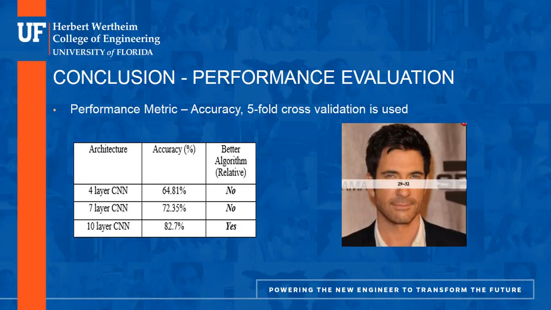The performance metric that we use to analyze this task is accuracy, and we employed 5-fold cross validation. As stated earlier, we experimented with different CNN layers, the first one being 4 layers followed by 7 layers, and lastly we finalized on 10 layers where we got the best accuracy. For the 4 layer CNN we got the accuracy to be 64.81%. For the 7 layer CNN we got 72.35%. For the 10 layer we got a better accuracy of 82.7%. Based on all these three architectures, we suggest that the 10 layer CNN has better capability in predicting the age group of an individual.